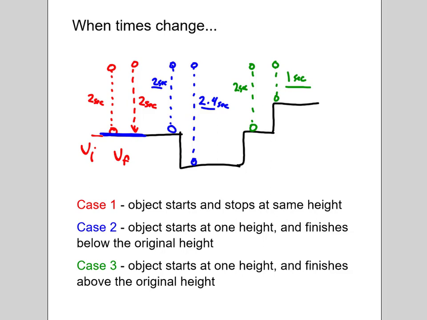Okay, so this right here is the most symmetrical case. It's where you can use some shortcuts. The other two, there are no shortcuts. We have to chop the problem up into two flight paths. The path going from the ground to the top, and then the second path going from the top back down to the ground.